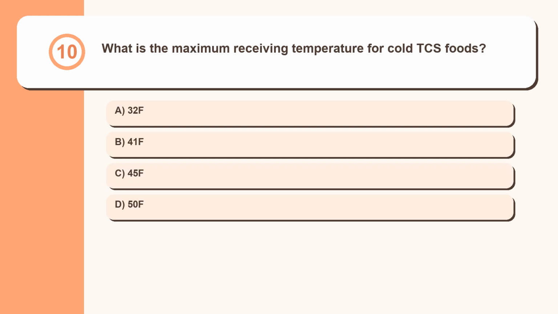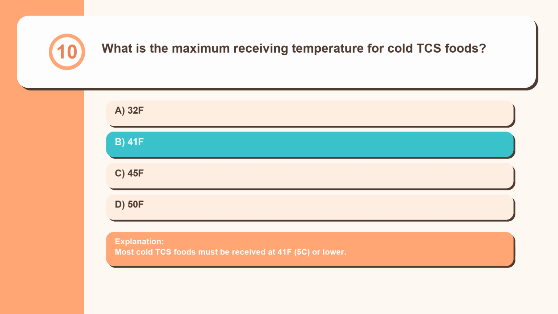Question 10. What is the maximum receiving temperature for cold TCS foods? 32F, 41F, 45F, 50F. Most cold TCS foods must be received at 41F, 5C, or lower.